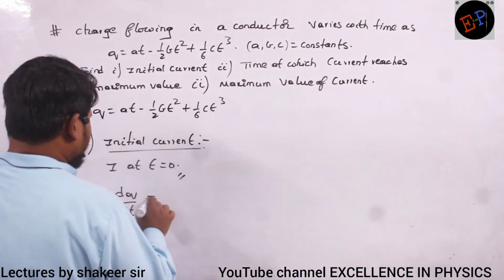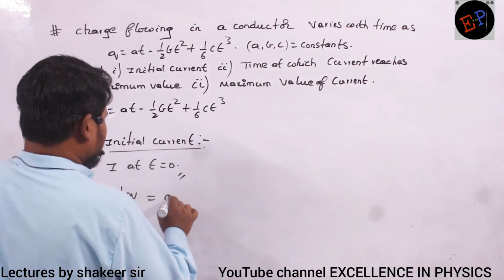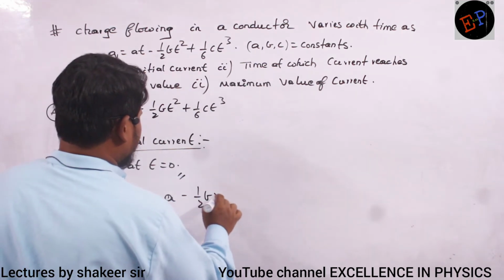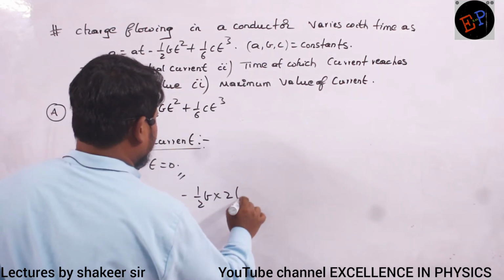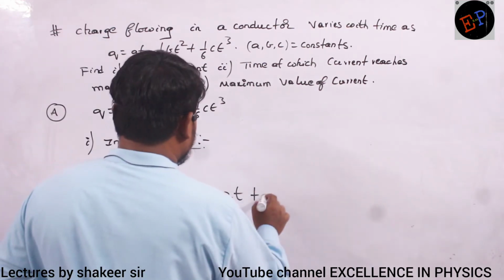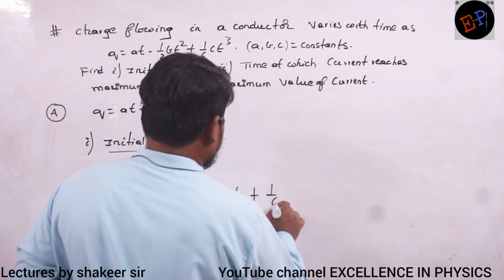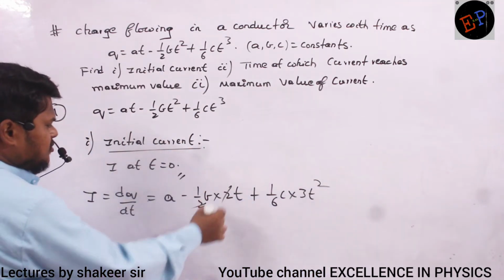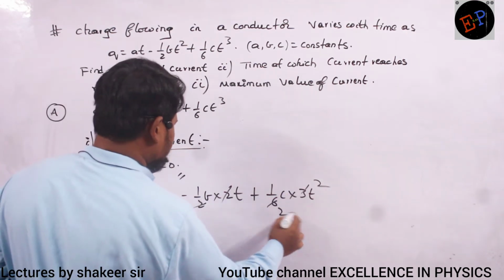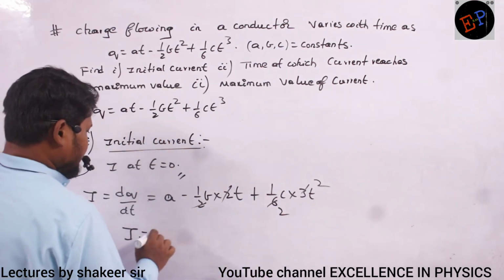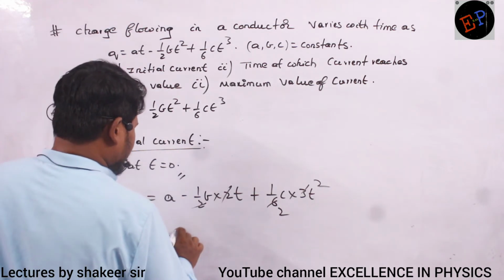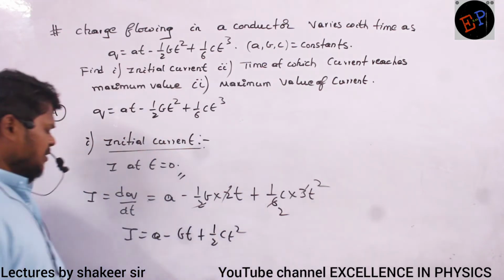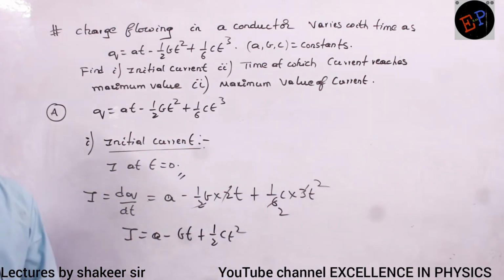So differentiation of Q will be how much? Differentiation of At is A. Differentiation of half Bt square is how much? Half B into 2t. That's all, no? And the differentiation of 1 by 6 Ct cube is how much? 1 by 6 C multiplied by 3t square. Okay? So 2 and 2 get cancelled. So 3 1s are 3, 2 2s are... So therefore current is how much? A minus Bt plus half Ct square. Okay, so this is the amount of current which is flowing in the circuit.